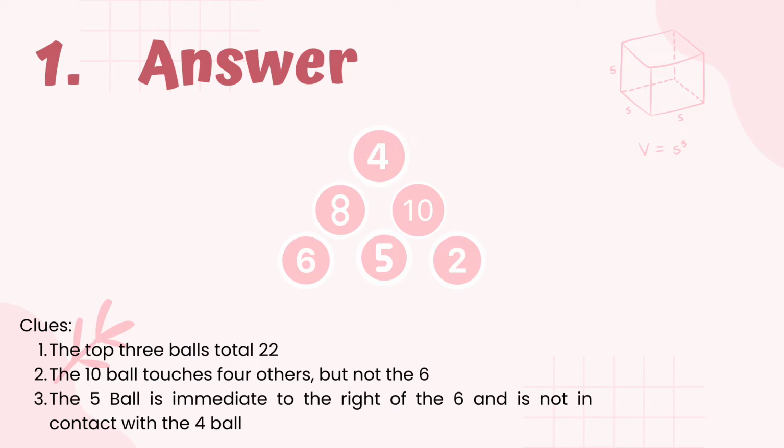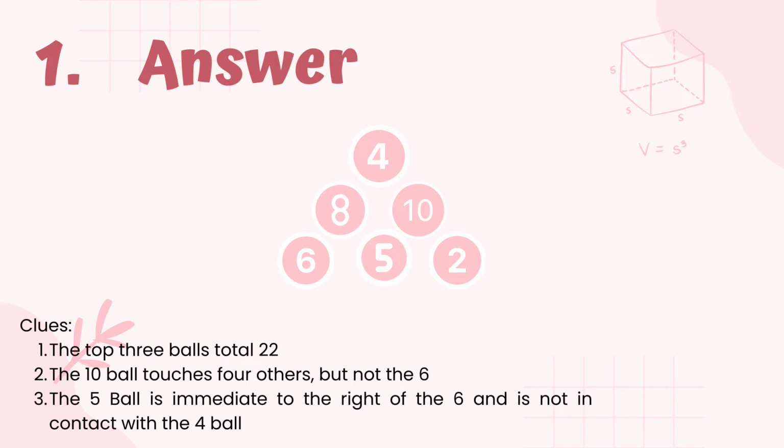Okay, this will be our answer. Our top ball will be ball number 4. Our second row will be ball number 8 and ball number 10. And our last row will be ball number 6, number 5, and number 2. Now, how do we know that this arrangement is correct?